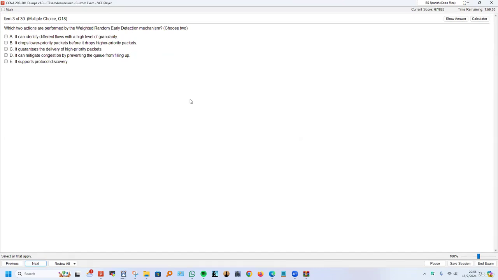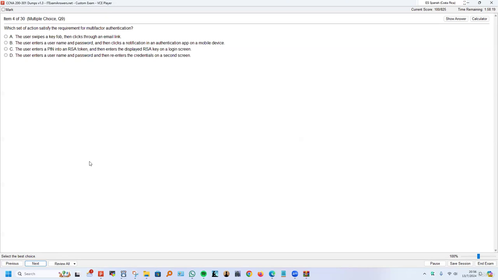What about this one? Which two actions are performed by the weighted random early detection mechanism? Okay, so it can mitigate congestion by preventing the queue from filling up. That is one of the answers. And the other one is about priority. It drops lower priority packets before it drops higher priority packets. Okay, guarantees higher priority packets. Let's double check on this one. Okay, we are good. Those questions are very tricky, but we're good so far.